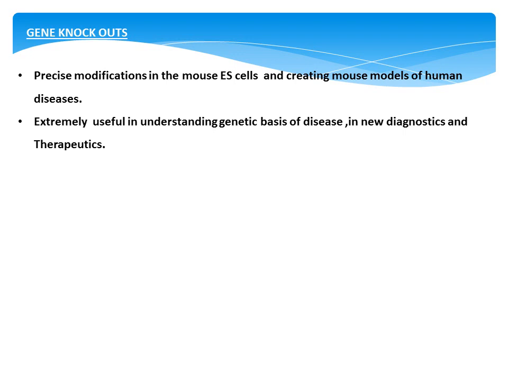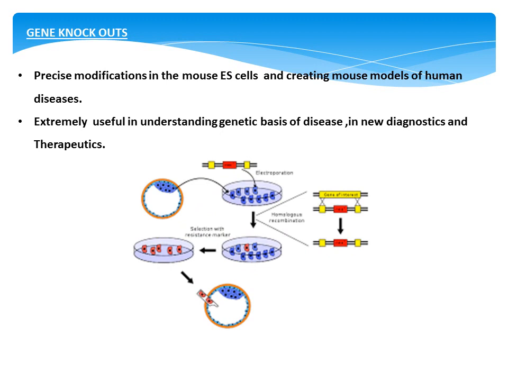Next, let's look at the gene knockout. Precise modifications in the mouse embryonic stem cells and creating mouse models of human diseases. And it's extremely useful in understanding the genetic basis of disease, in new diagnostics and therapeutics.